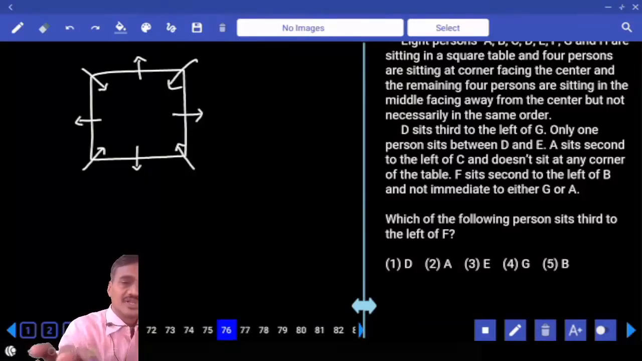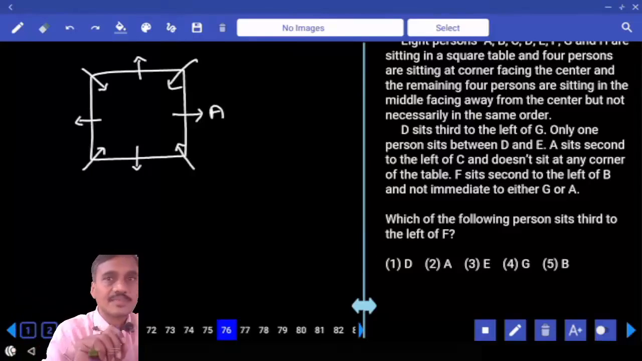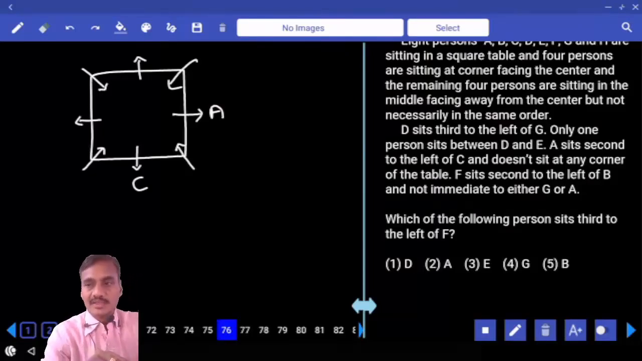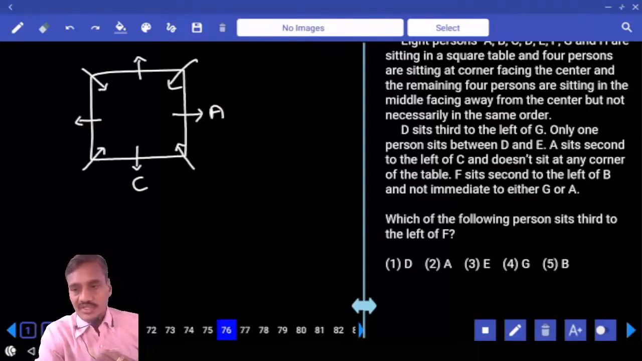Out of these 4 you can take A at any one of these 4 places. A is here. Now if A is here, A sits second to the left of C. As A is seated second to the left of C, obviously A and C are in the alternate places, which means they must be in the same order. And C is also away from the center.